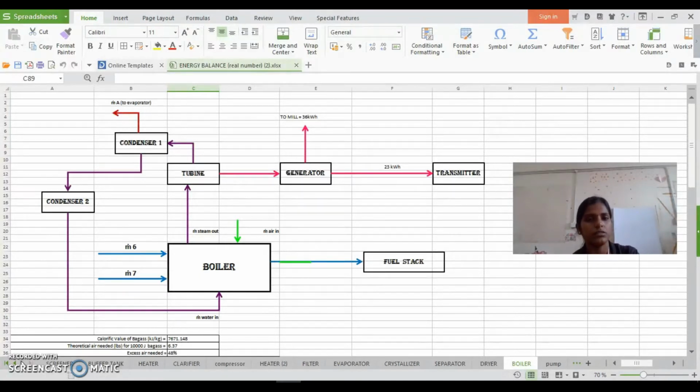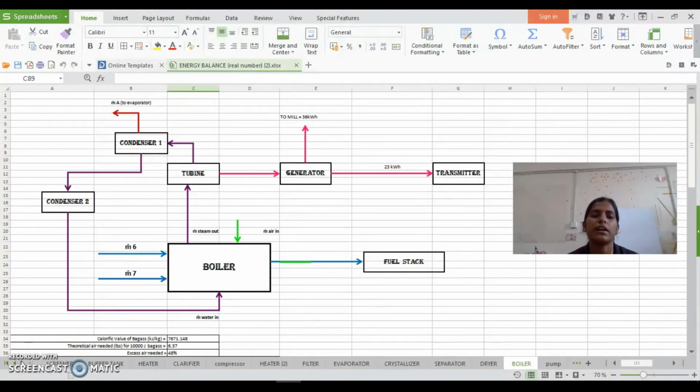Steam turbine will be rotating and will produce electricity, where it will be sent to a generator. From the generator, it will be separated into two, where 36 kilowatt per hour, which is around 3.6 megawatt, will be sent to the mill for the use of the mill, and the rest will be sent to a transmitter to be transmitted out from the industry. And after the turbine, the steam will get into condenser, and in the turbine the pressure will be decreasing. And once the steam entered the condenser, the temperature change will occur there.